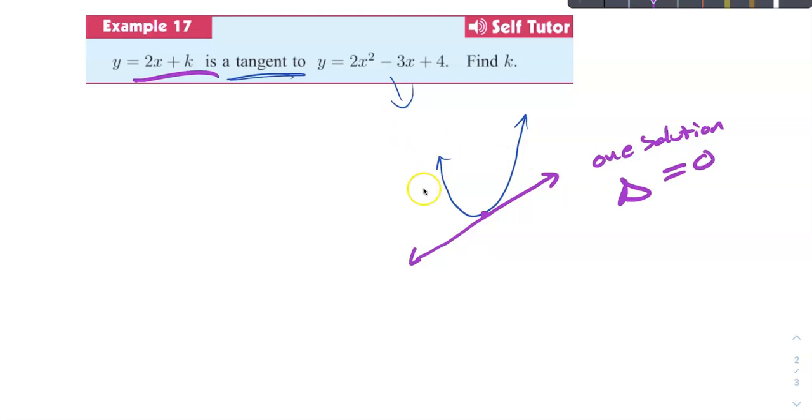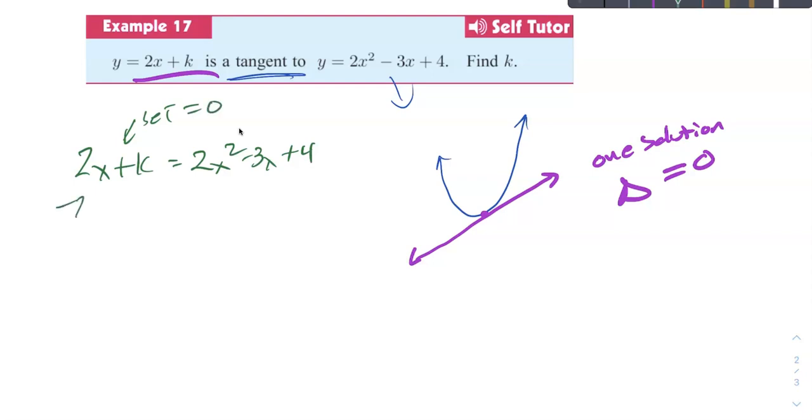So this comes up a lot in IB. They'll say, oh, this has one solution, or it has two solutions, or a double root. They're talking about the discriminant, and you've got to know those rules. So they're saying the solution here is equal to 0. So how do I find the solution? Well, you set these equal to each other. 2x plus k equals 2x squared minus 3x plus 4. And then we're going to try to solve it. Set equal to 0.